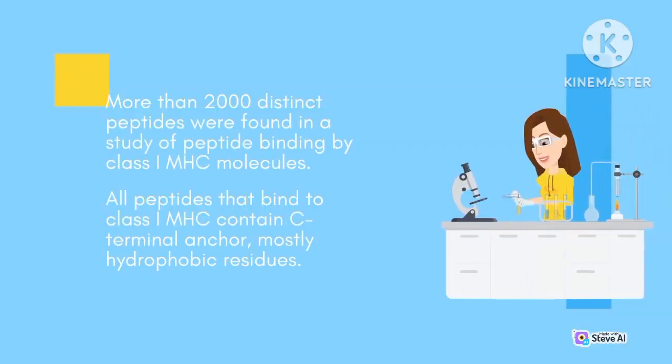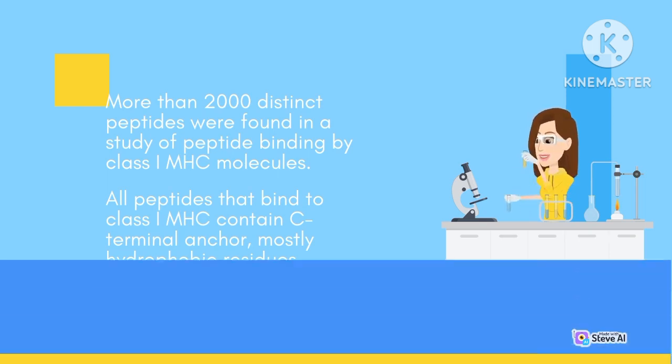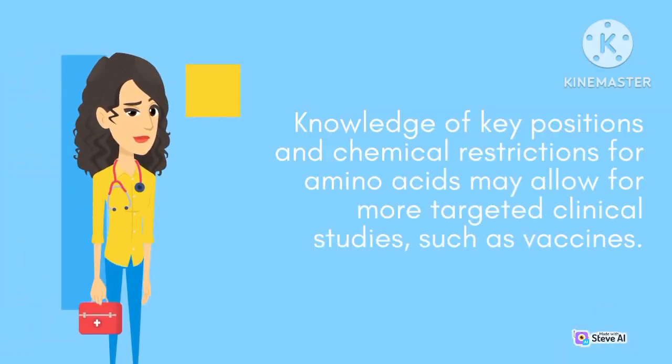More than 2,000 distinct peptides were found in a study of peptide binding by class I MHC molecules. All peptides that bind to class I MHC contain C-terminal anchor, mostly hydrophobic residues. Knowledge of key positions and chemical restrictions for amino acids may allow for more targeted clinical studies, such as vaccines.